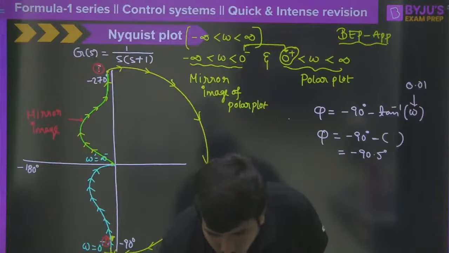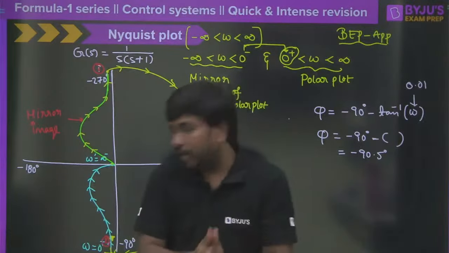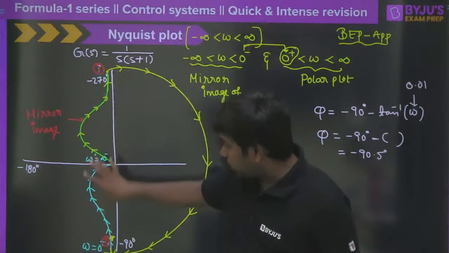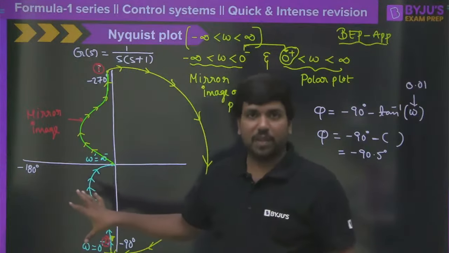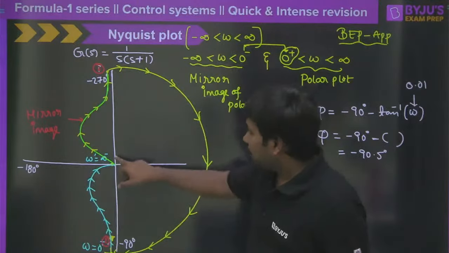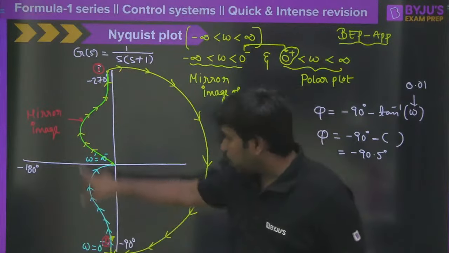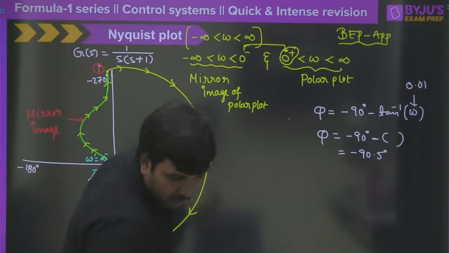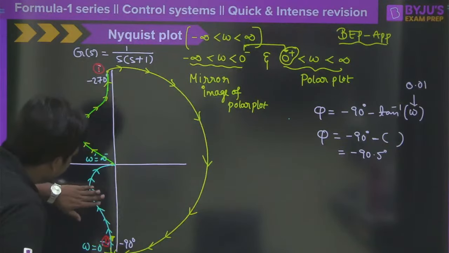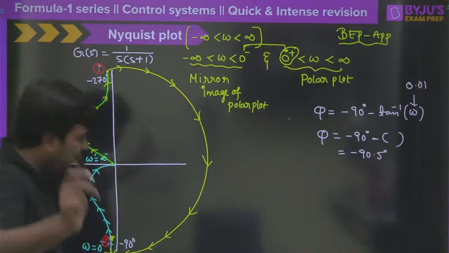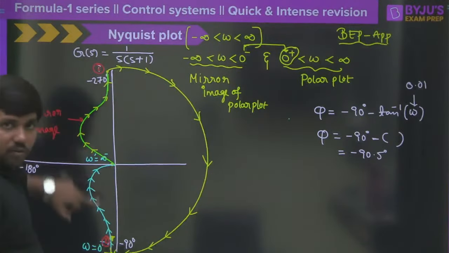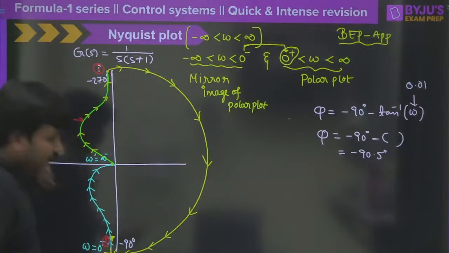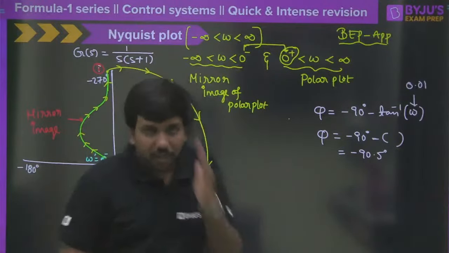No, the arrow direction, I didn't say that. I told you that the mirror image should be followed only for the plot, not for the arrow direction. Finally, the arrow direction should follow the complete loop. Clear? This is very important. You have asked a really wonderful question. I just said take the mirror image of the plot, but I didn't say follow the mirror image direction also. Correct? So take only the plot for the mirror image. For direction, you should apply common sense.